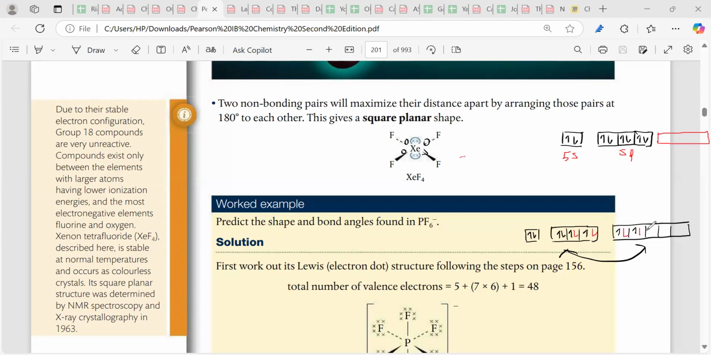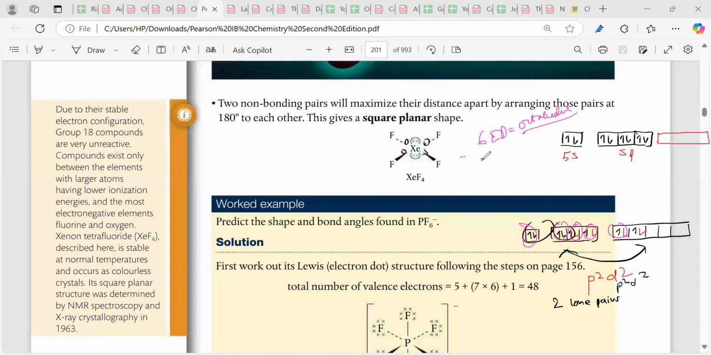Clear? Understood? What's the hybridization? Tell me. sp3d2. Is it clear? There are 1 s, 3 p and 2 d orbitals. How many electron domains are there? 1, 2, 3, 4, 5, 6, isn't it? 6 electron domains, right? And how many lone pairs of electrons are there in the 6 electron domains? 2 lone pairs in total. So 6 electron domains is what particular geometry? Octahedral, isn't it? It will be octahedral.